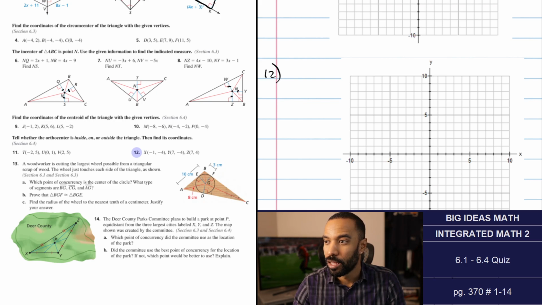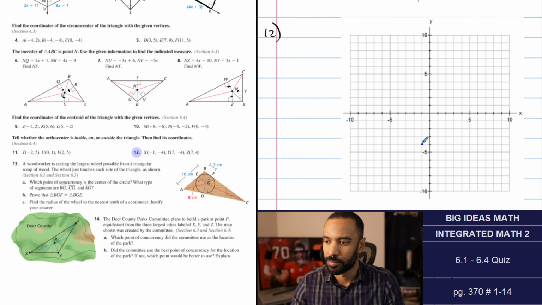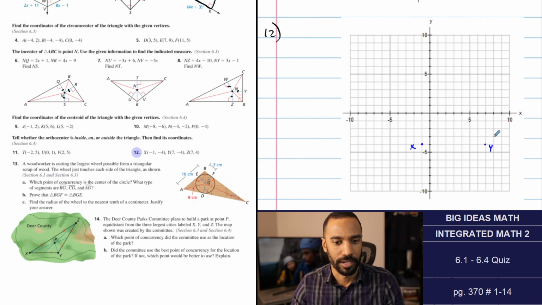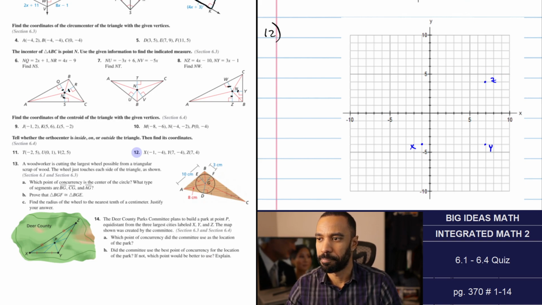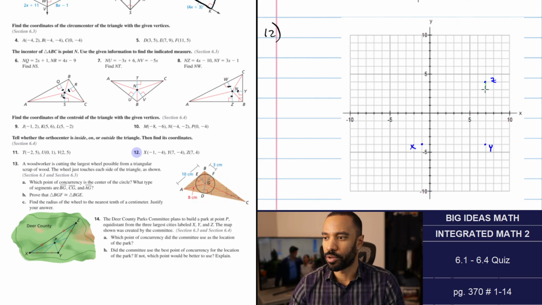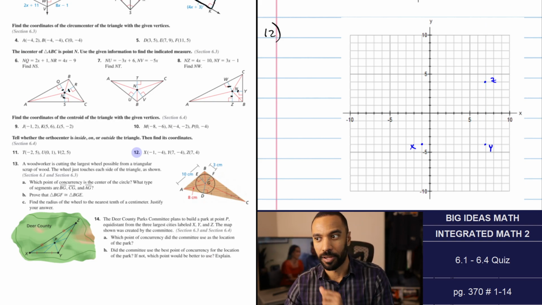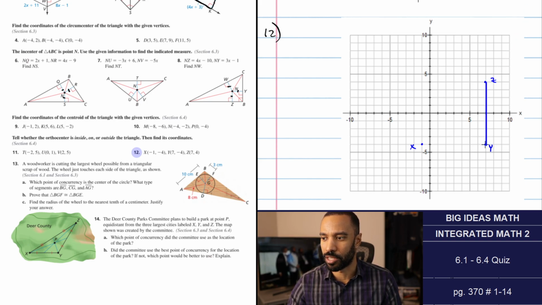I don't know. X is at (-1, -4). Y is at (7, -4). Z is at (7, 4). Looks like a right triangle. Yep. If it's a right triangle, the orthocenter will be on the triangle. This one really doesn't need a lot of work. I kind of just need to draw this and I'm good. I need to just tell you that it's also on the triangle.